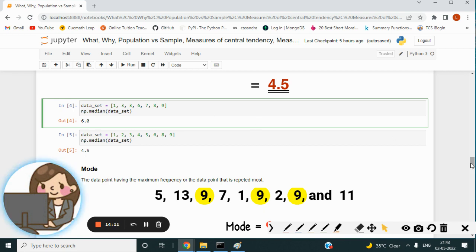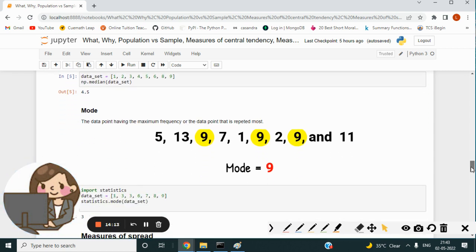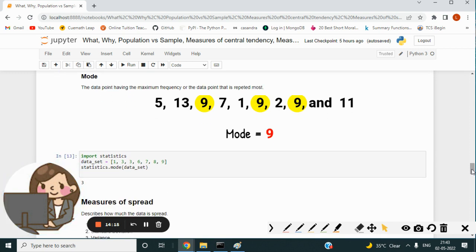Now coming to mode. Mode is the data point that has the maximum frequency, or the data point that is repeated the most. If you see over here, 9 is repeated 3 times. There is 9 over here, here, and here. All other data is used only once, and 9 is repeated 3 times. So the mode is 9.